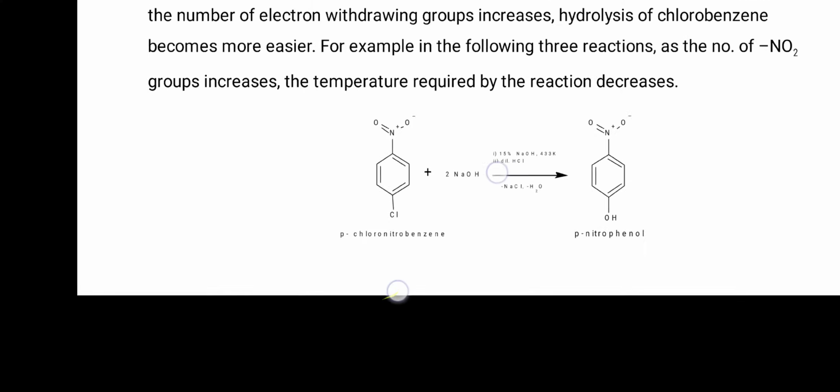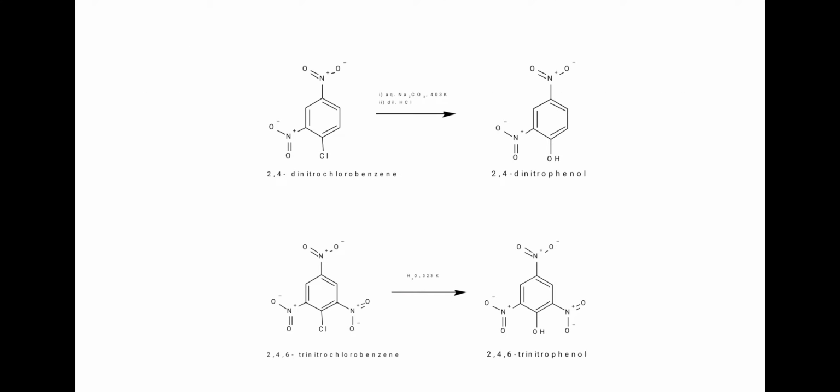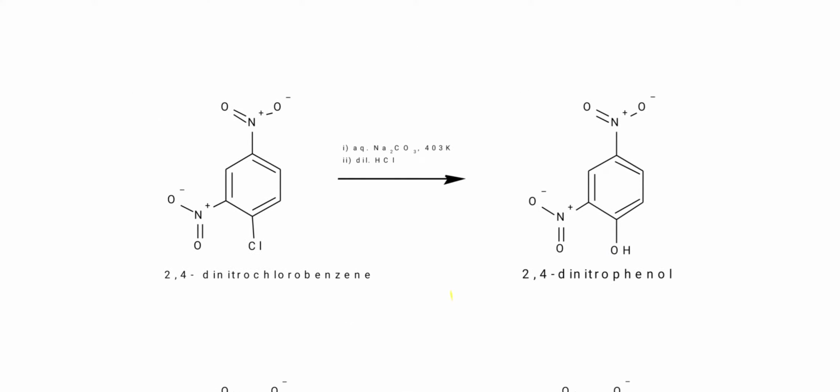But what about this? So in this we can see that there is 2,4-dinitrochlorobenzene, that is presence of 2 nitro groups, and it requires the presence of only aqueous sodium carbonate at 403 Kelvin temperature, and we can easily get the conversion of this Cl group into the OH group, that is we will get 2,4-dinitrophenol from 2,4-dinitrochlorobenzene.